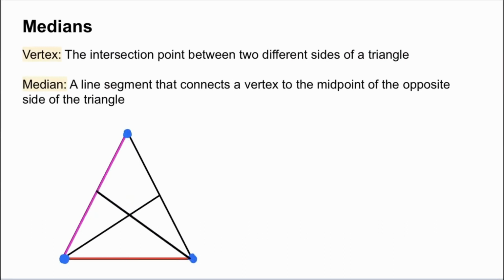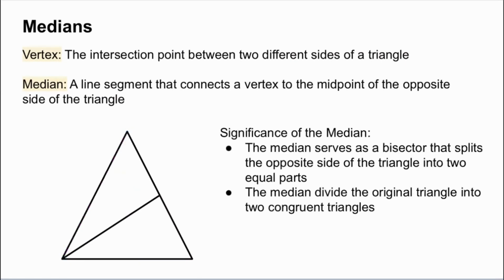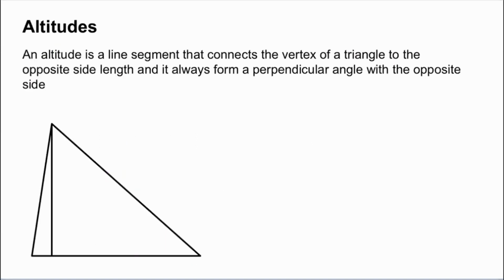If there's 2 medians, the triangle will be split into 4 equal parts. And if there's 3 medians, the triangle will be split into 6 equal parts. Again, my drawings don't do it justice, but just know that a median does divide a triangle cleanly into 2 identical triangles. And that's kind of what I just talked about here. The median serves as the bisector that splits the opposite side of the triangle into 2 equal parts, and the median will divide the original triangle into 2 congruent triangles.